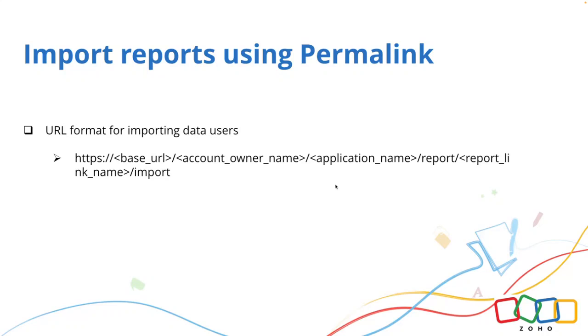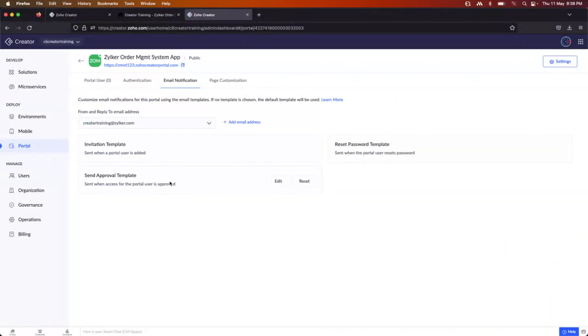So how this has been done, this specific link is something that we need to take care of. We do have the base URL which has been added over here with the account owner name, the application name, the report link name, and at the last the import word has been added over here, right? So I'll just show you how the same can be done.